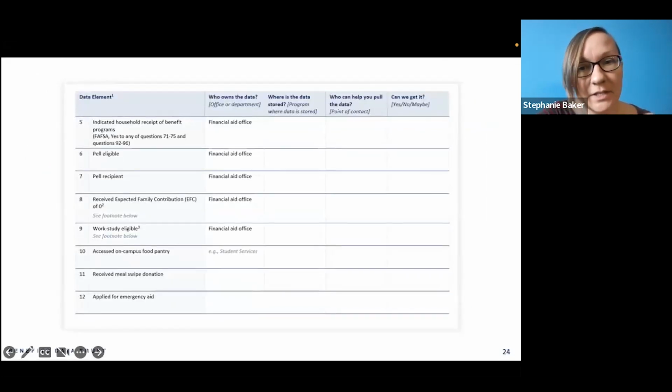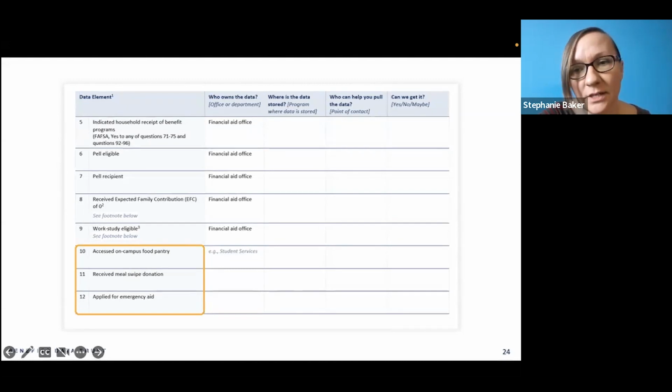And then this is still tool 4. You'll see that many of these are financial aid or FAFSA related data, but as you get further into the tool, you'll see things that are not. So we included examples like accessing an on-campus food pantry, receiving meal swipe donations, applying for emergency aid. The tool goes further and gives space for an institution to brainstorm other data that they might hold on their campus that could be relevant.